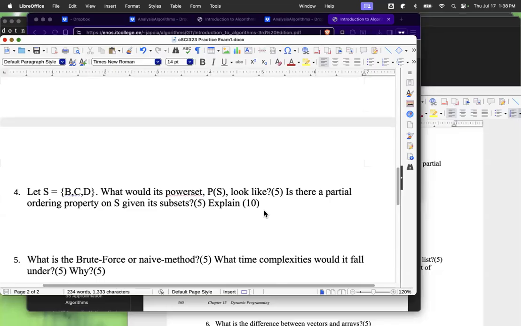But now here's another one, all right? Because not everything is numbers. And I said here, let S be equal to the set containing B, C, and D. What would its power set P of S look like? Is there a partial ordering property on S given its subsets explained?